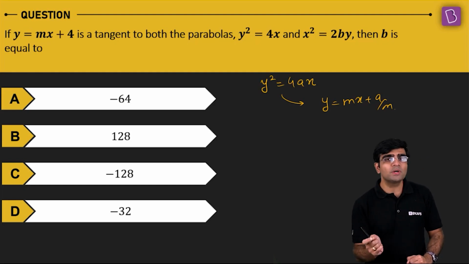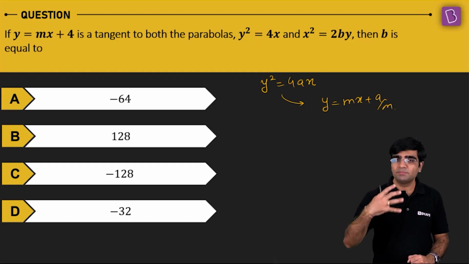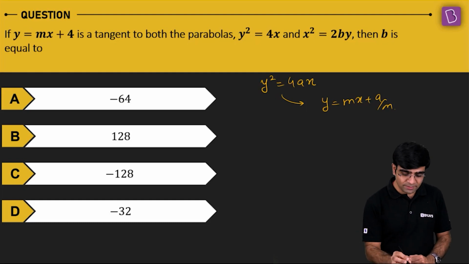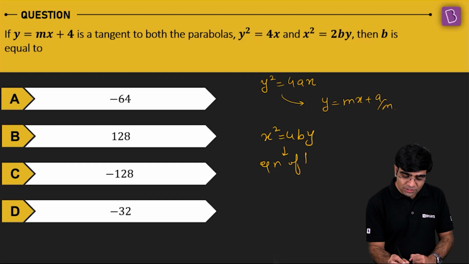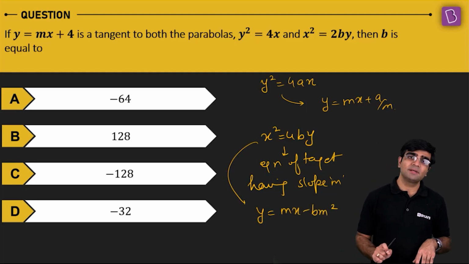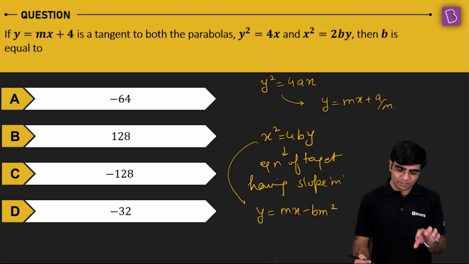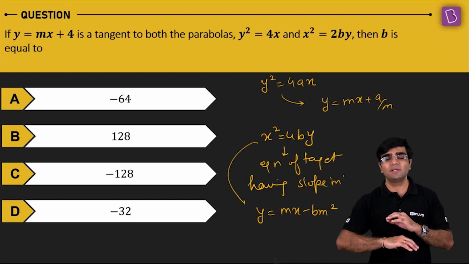In fact, if you don't know it beforehand, I'll give you an alternative way. Although in this question, I'll give you two methods, okay? But keep this information ready with you as far as the parabola is concerned. If you have a parabola as x square equal to 4by, then the equation of tangent having slope m for this parabola is nothing but y is equal to mx minus bm square. I want you to remember it. It's a standard result, and in the examination hall, if you get the parabola x square equal to 4by, I will suggest you remember this result directly so that whenever required, we'll immediately apply it.